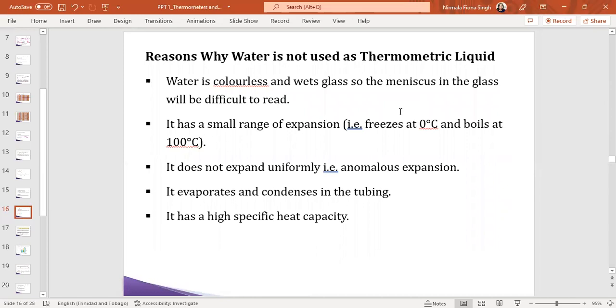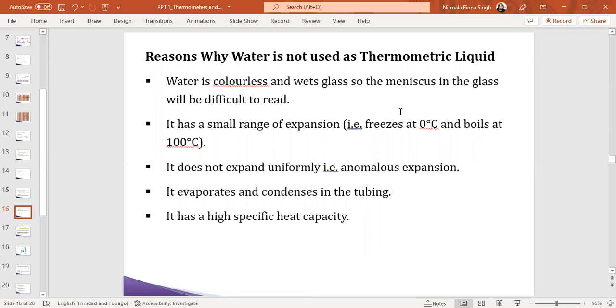Why water is not used as a thermometric liquid. One, water is colorless, and wet glass, so the meniscus in the glass is difficult to read. You all know that the meniscus in water is difficult to read at times. It has a really small range to work with. You want from 0 to 100, as in it will not go above 100. So it's not even good to measure steam, because steam can be heated to above 100. It's not good to measure things that are below freezing point either.